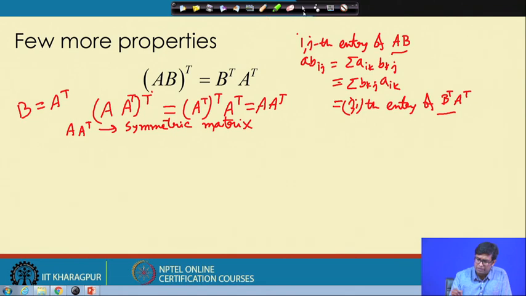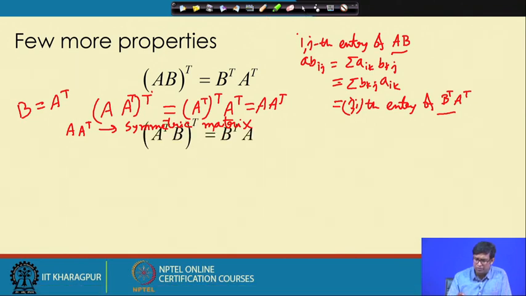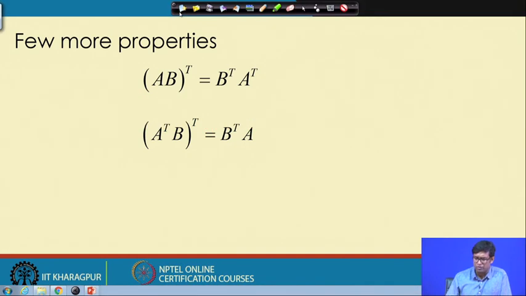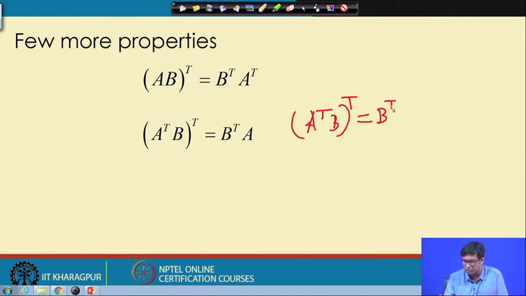Similarly, we go to (AB transpose) transpose. So let me clear this off. How will it come out? A transpose B whole transpose follows the same law, it is B transpose A transpose transpose, or this is nothing but B transpose A.